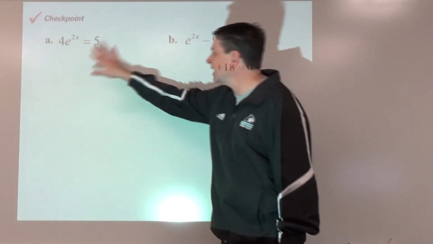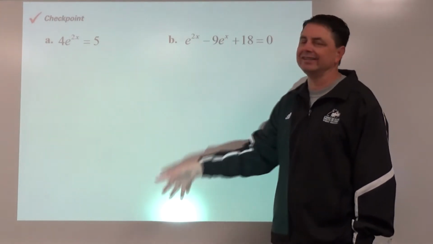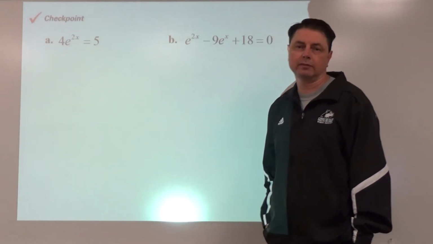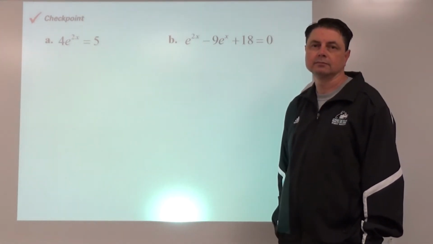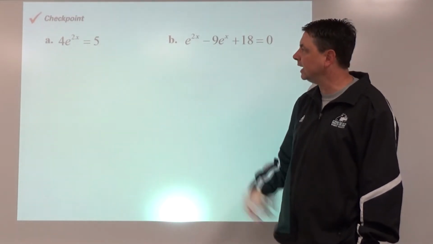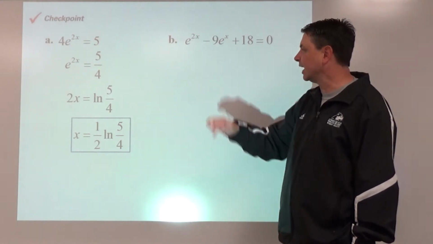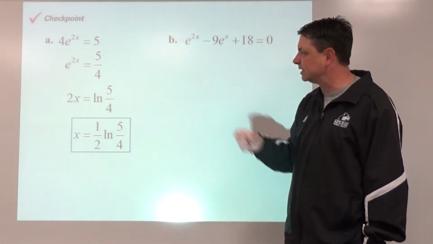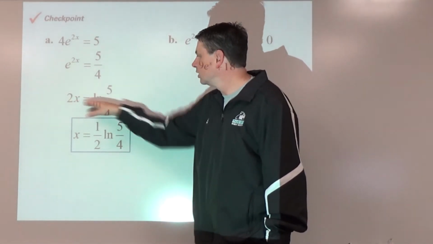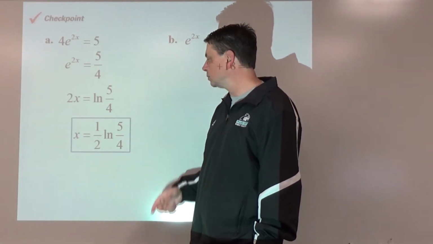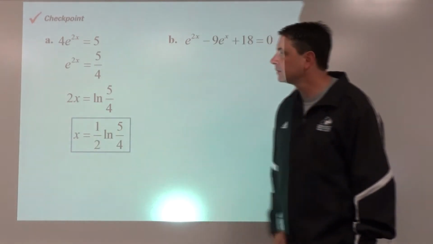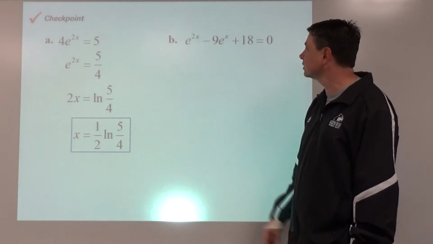All right, checkpoints A and B. Pause here as you work through both. Part A, let's divide both sides by 4. Then we can rewrite it as log, and since it's base e, we're talking about natural log. We can divide by 2 or multiply by 1/2 either way. So there's our exact answer.